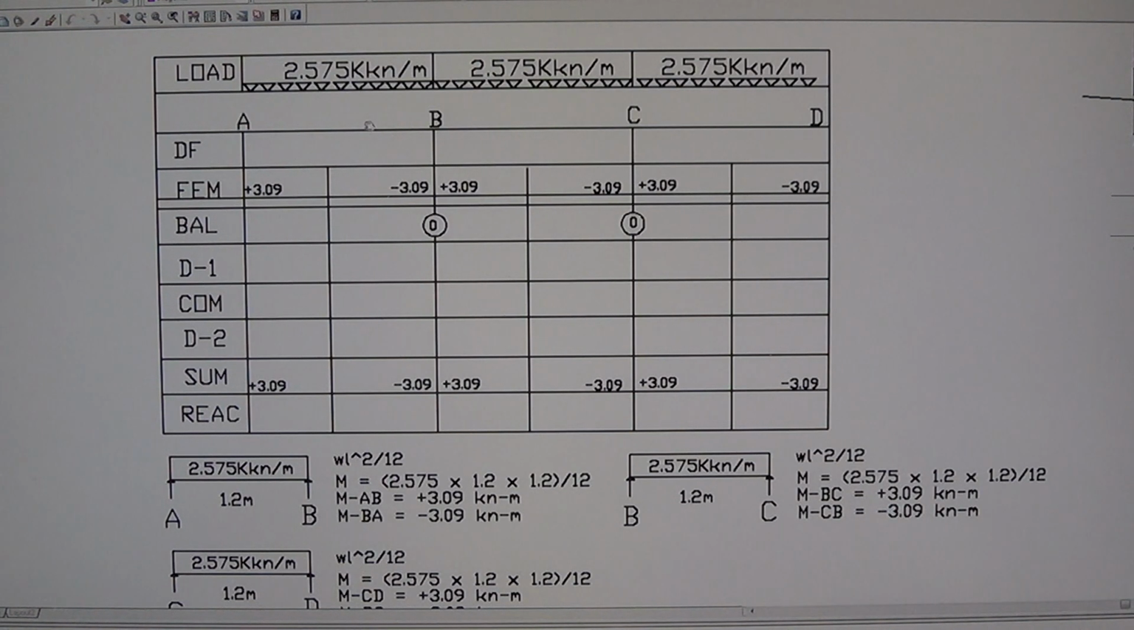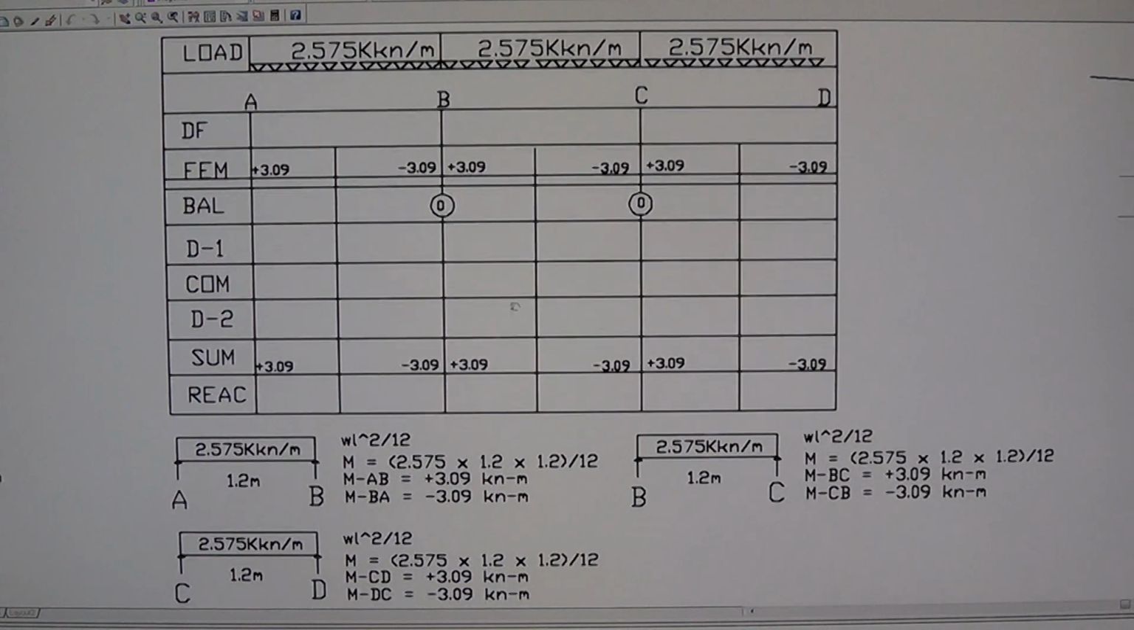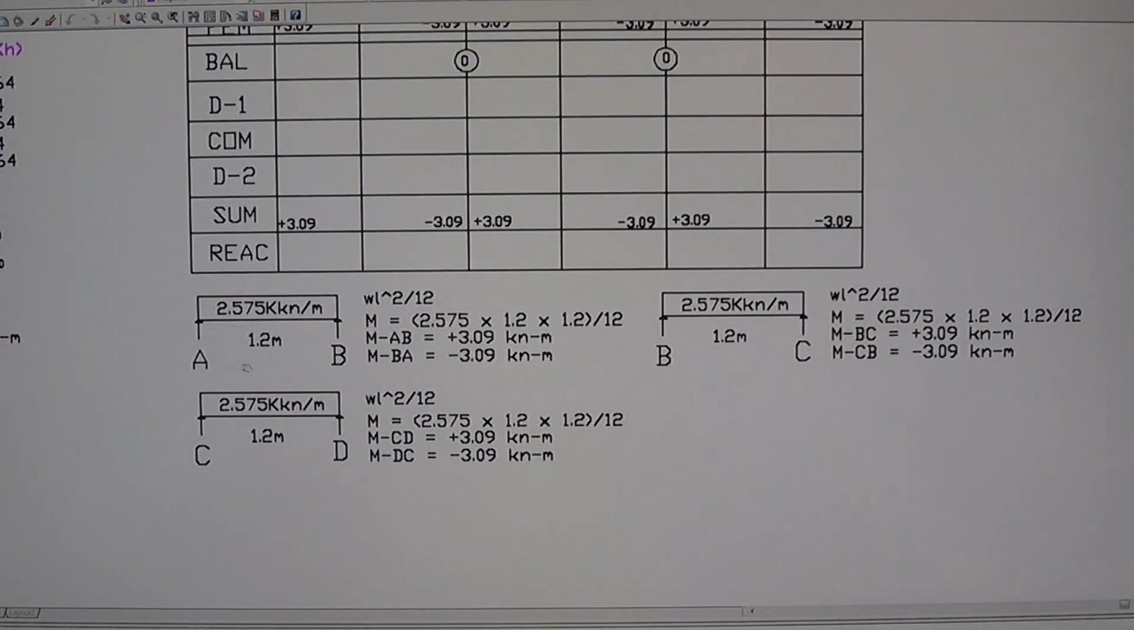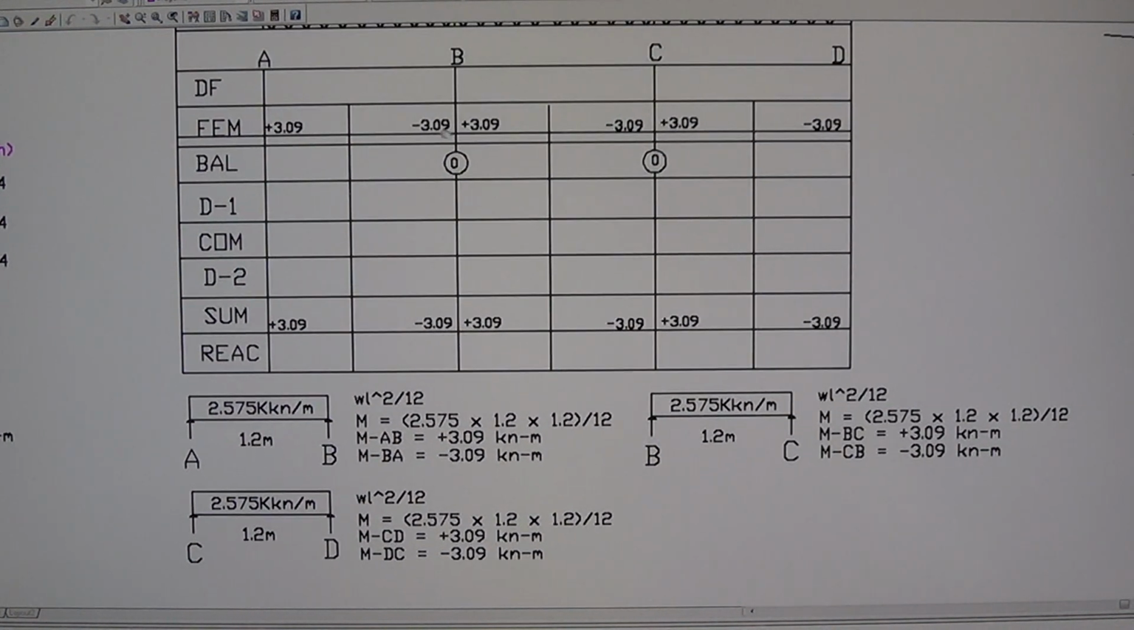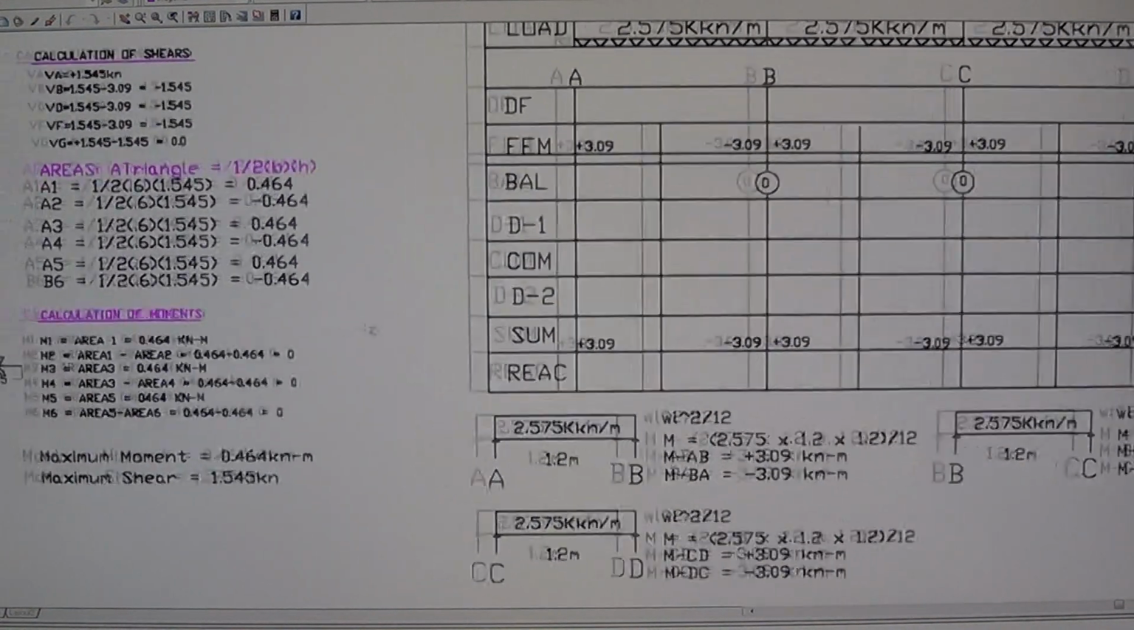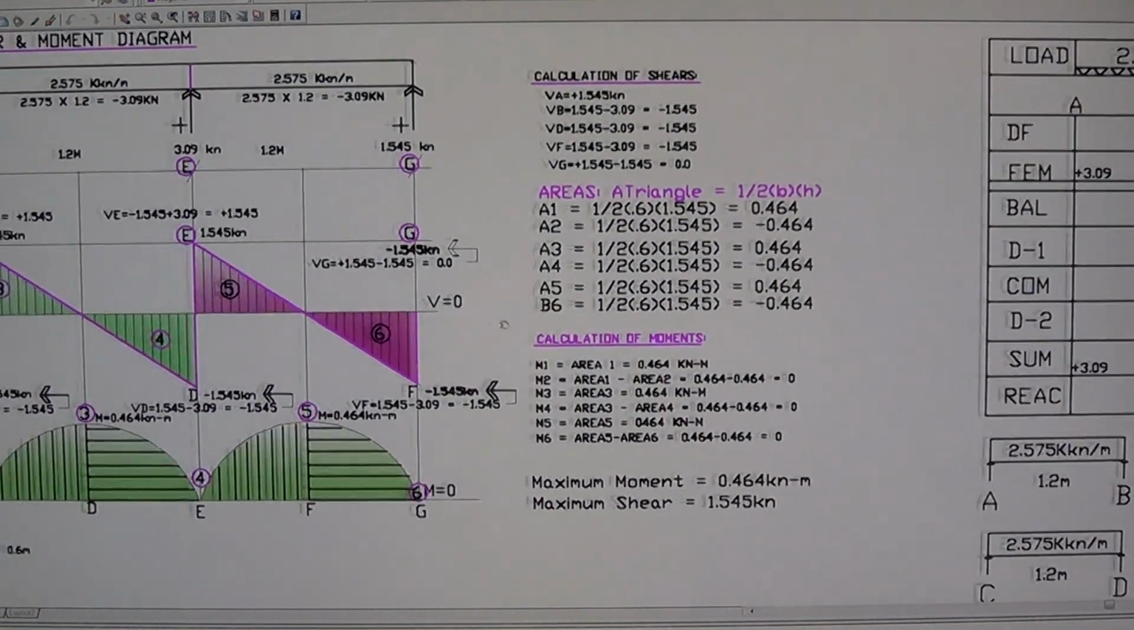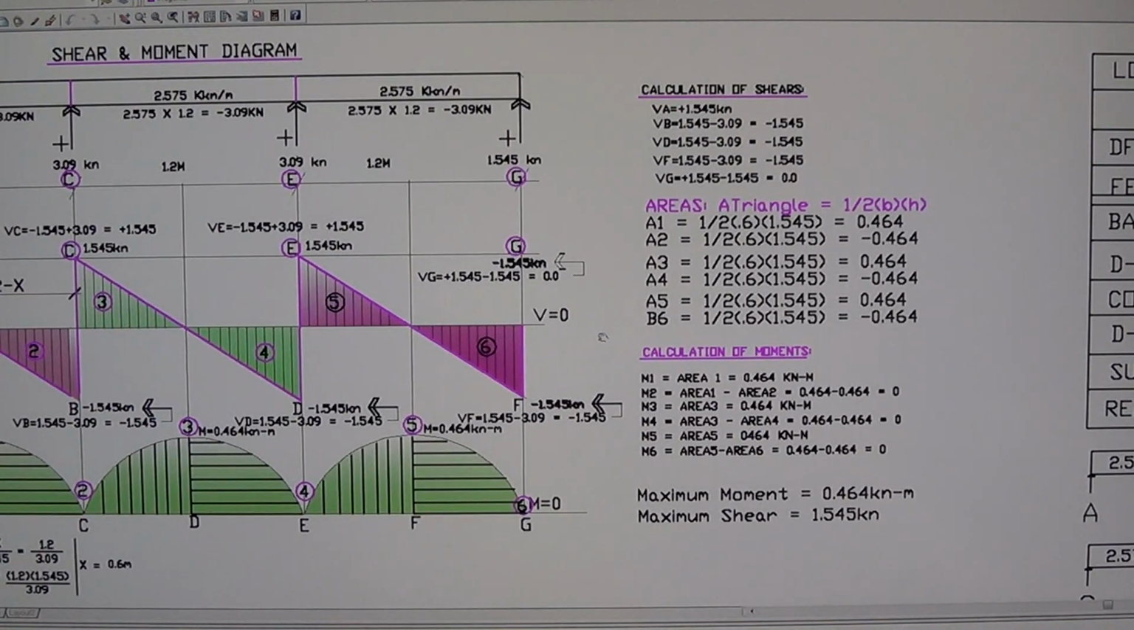And since this is a very symmetrical load all the way, they have the same moments at both ends, all of them. See that? AB moment, positive, negative, 3.09, all of them are the same. And you put it together in a frame like this one here, the balance there is 0. So therefore, we're not going to use the moment distribution. All we can do is the approximate method, which is more applicable in this type of loading.